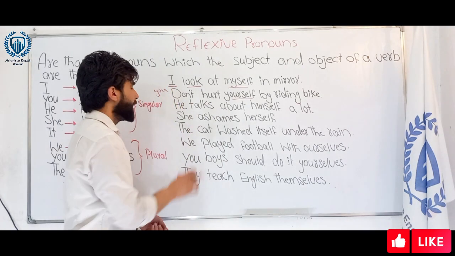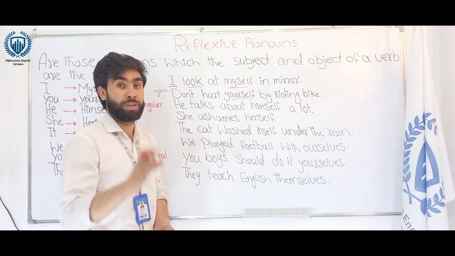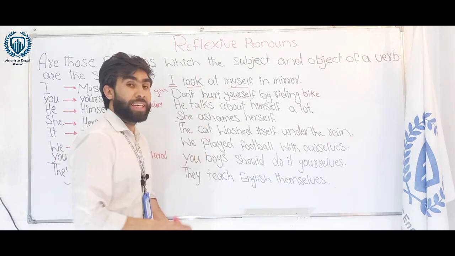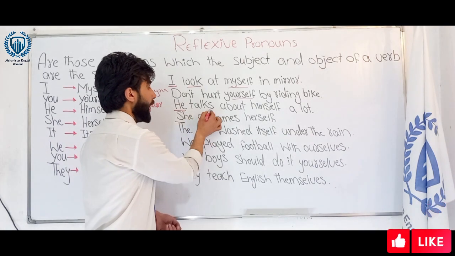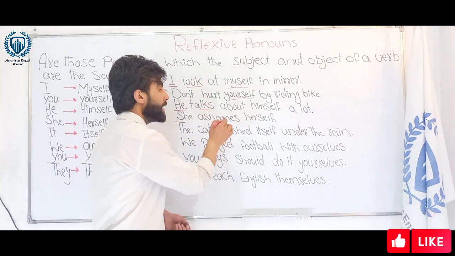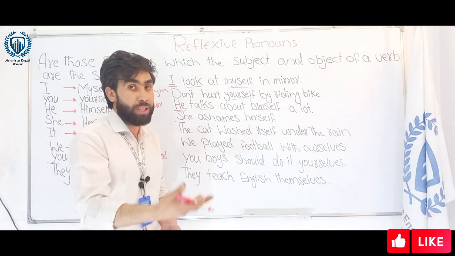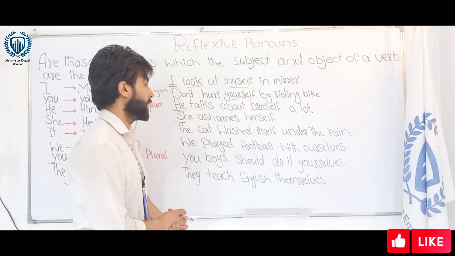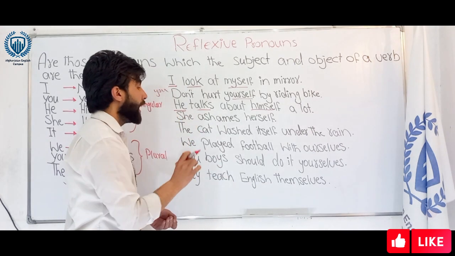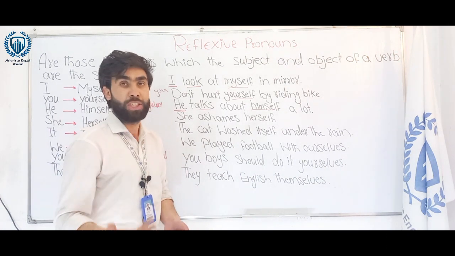The next sentence, third, he talks about himself a lot. او مرد گپ میزنه درباره خودش زیاد. He is the subject and talks is the verb and himself. او درباره کی گپ میزنه؟ درباره خودش. او خودش انجام دهنده است و خودش گیرنده است. The next one is, she shames herself. او خانم خود را میشرماند.